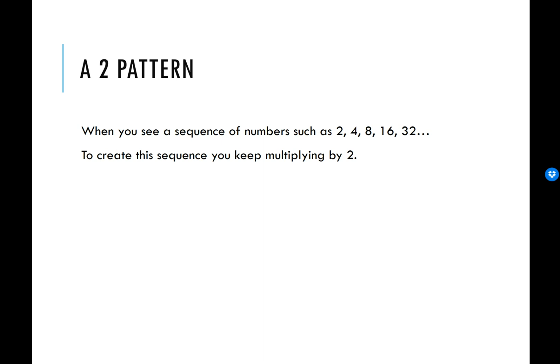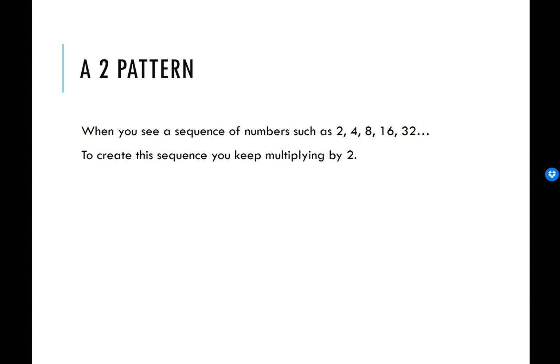So speaking of patterns, we're going to talk about a couple of patterns, and you're probably going to see these patterns in the task. So a 2 pattern. When you see a sequence of numbers such as 2, 4, 8, 16, 32, we would know that that's geometric. It's with the common ratio of 2, right? Because we keep multiplying those numbers by 2.